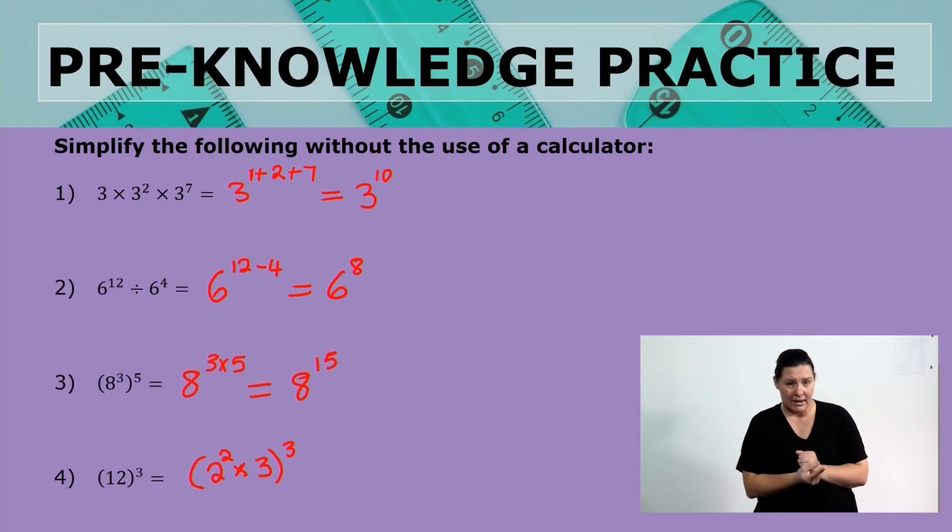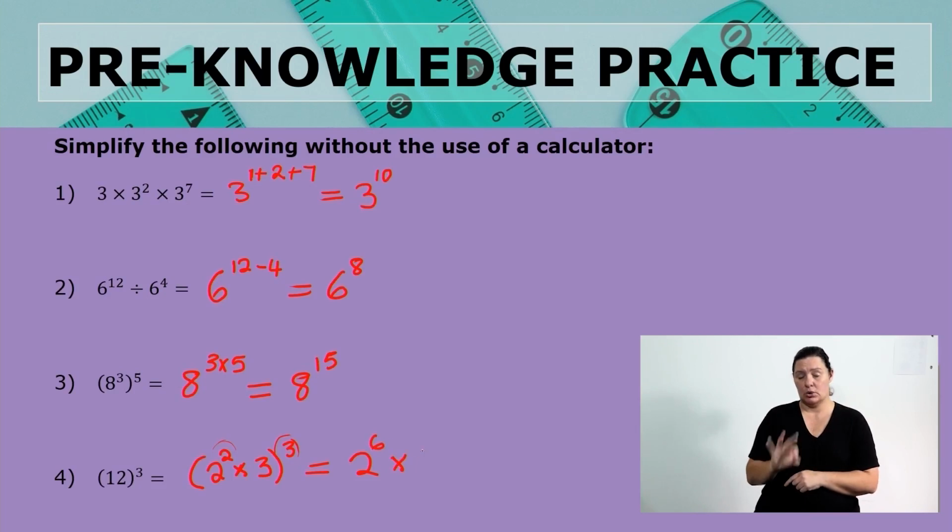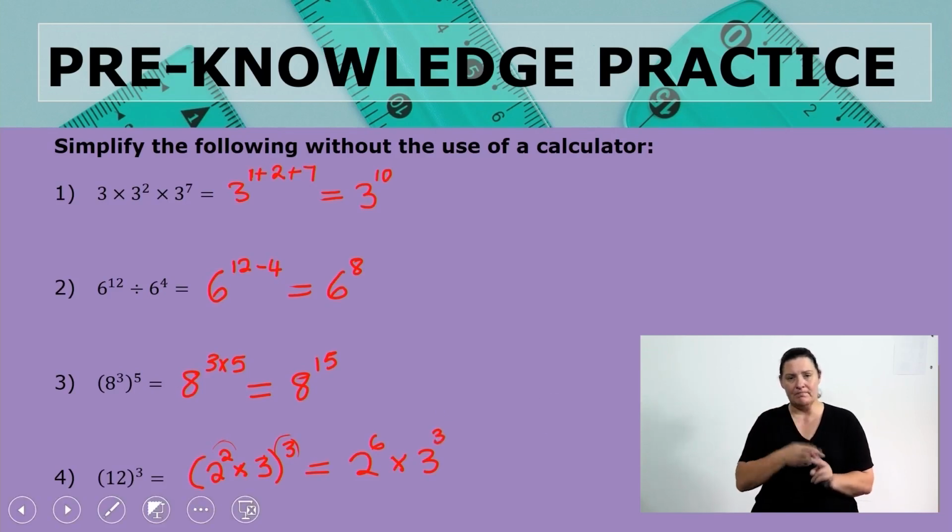Do you remember what happens when a product is raised to an exponent? Yes, we are going to say that that is 2, and we are going to multiply the 2 and the 3, which is going to give us a 6. So that is 2 raised to the exponent 6 multiplied by 3, and again we are going to multiply those two exponents, and that is going to give us 3 cubed as our final answer.